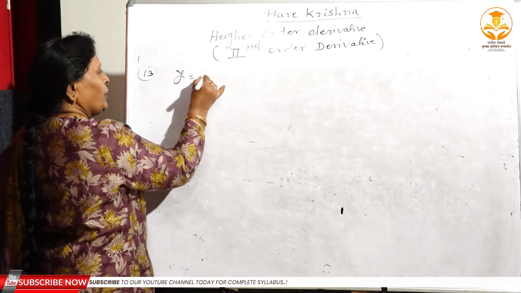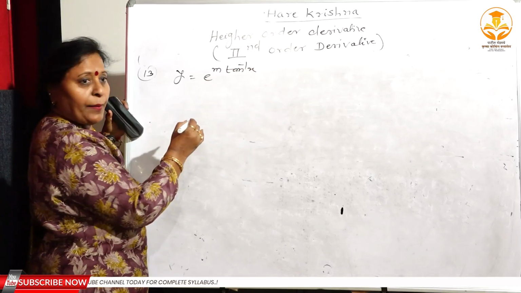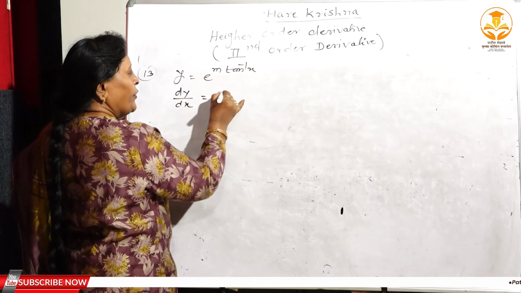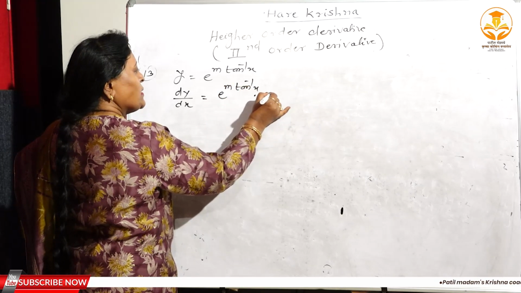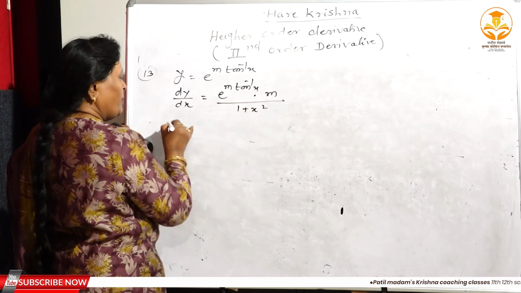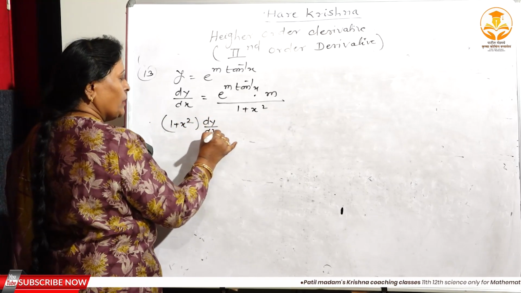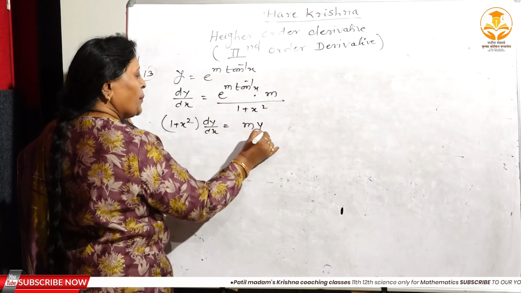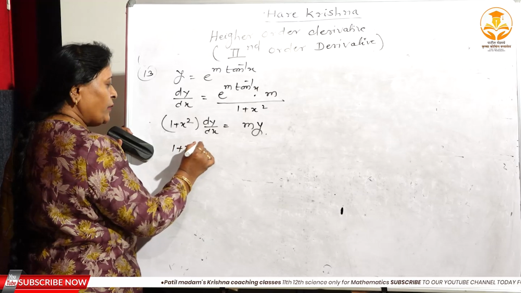y is equal to e raised to m tan inverse of x. Now dy by dx: the derivative of u, that is m tan inverse of x; m remains as it is, the derivative of tan inverse of x is 1 upon 1 plus x square. Again, 1 plus x square dy by dx equals m, and e to the power m tan inverse of x is nothing but y. Apply the multiplication rule.